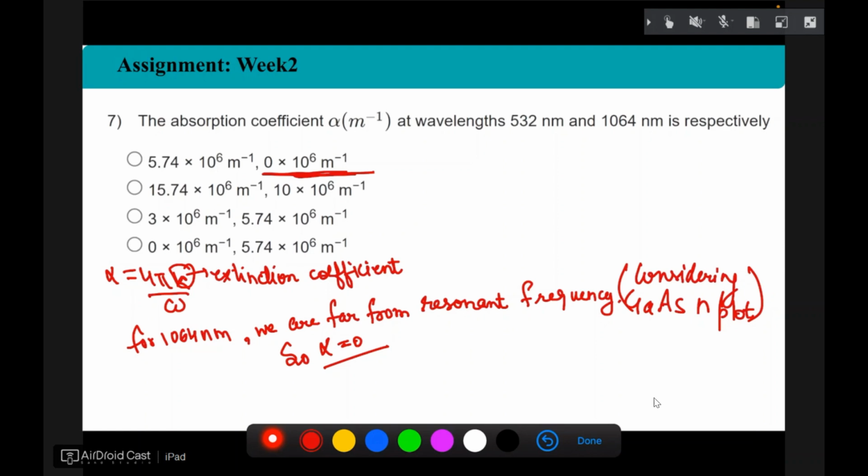So we are considering the gallium arsenide refractive index plot and saying that for 1064 nanometers the alpha will be 0, and for 532 nanometers there will be some absorption coefficient. So option A is correct.